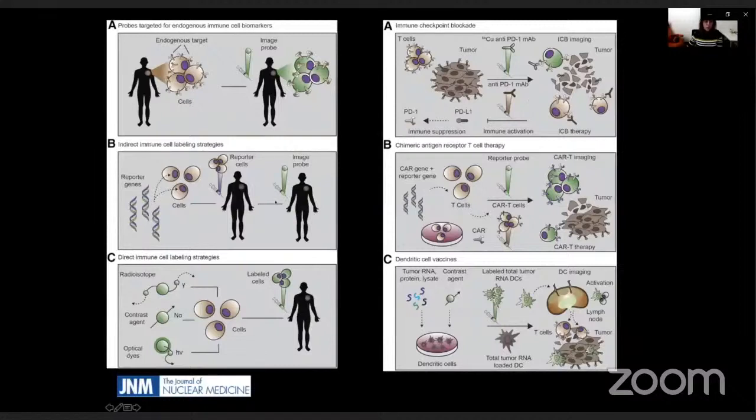Another approach is to label a reporter gene, which is used for CAR T-cell therapy. If you do that, you can do CAR T-cell imaging. I will show you an example of this approach later. And the last approach is to directly label T cells. For example, as I mentioned before, it is possible, at least on an experimental level, to directly label activated T cells like CD4 or CD8, or to label dendritic cells.